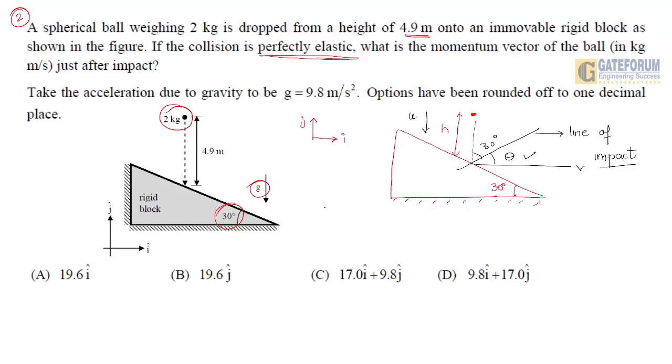So the height here is around 4.9 meters, given to you. From here, I know that U is equal to root 2gh, right? So velocity U equals root of 2 into 9.81 into h, 4.9, which will lead to an answer of 9.8 meter per second. Am I right?